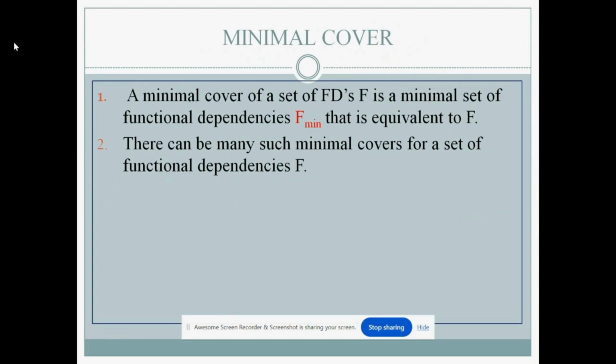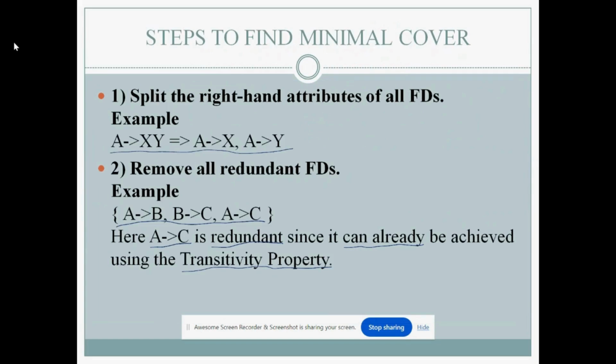What is minimal cover? A minimal cover of a set of functional dependencies F is a minimal set of functional dependencies F min that is equivalent to F. There can be many such minimal covers for a set of functional dependencies F. Now coming to the steps to find the minimal cover. First one is split the right hand attributes of all functional dependencies. Let's take an example. A implies XY implies A implies X and A implies Y.